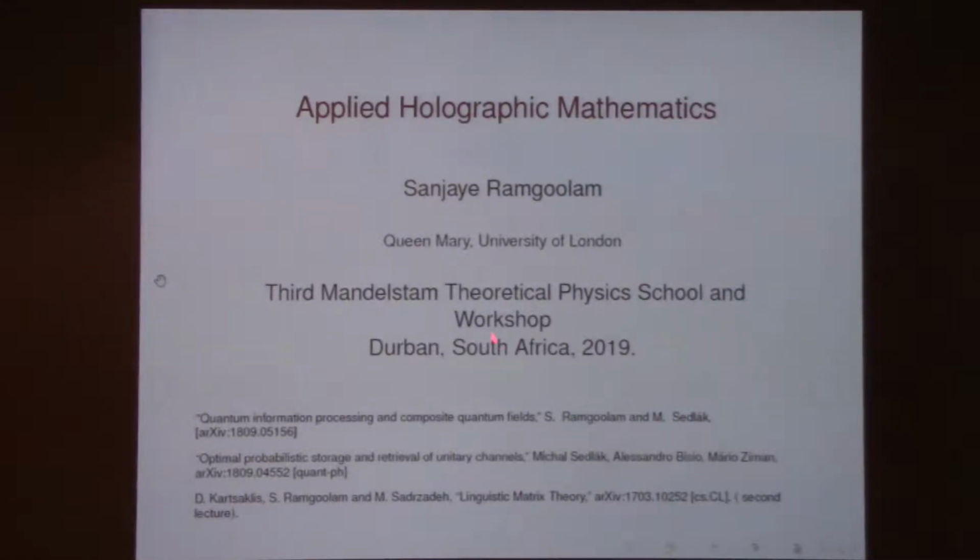The main paper this is based on appeared recently in September, called Quantum Information Processing and Composite Quantum Fields. So some connections between combinatorics of composite fields and some problems in quantum information. And my collaborator Sedlak is an expert in quantum information. A closely related paper, which I'll briefly mention, which motivates this paper, is a paper that he did. It's around the same time, but something we have been working on for a while.